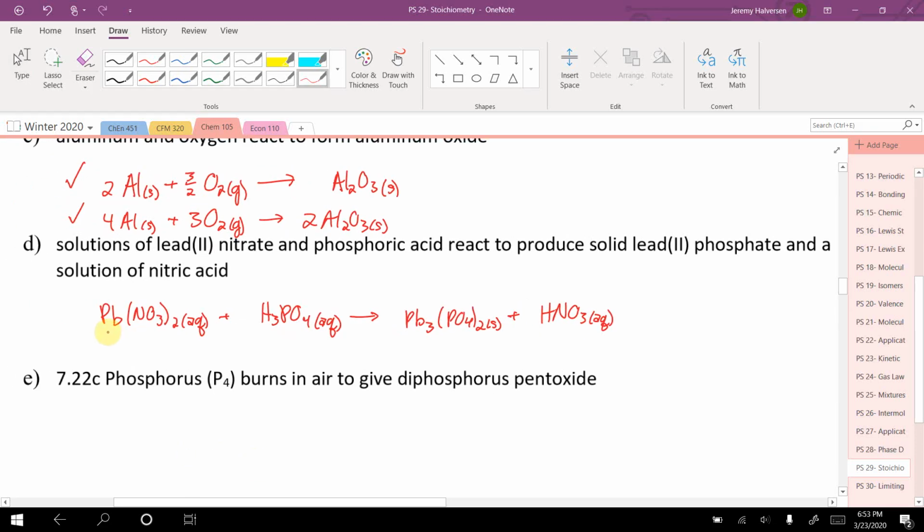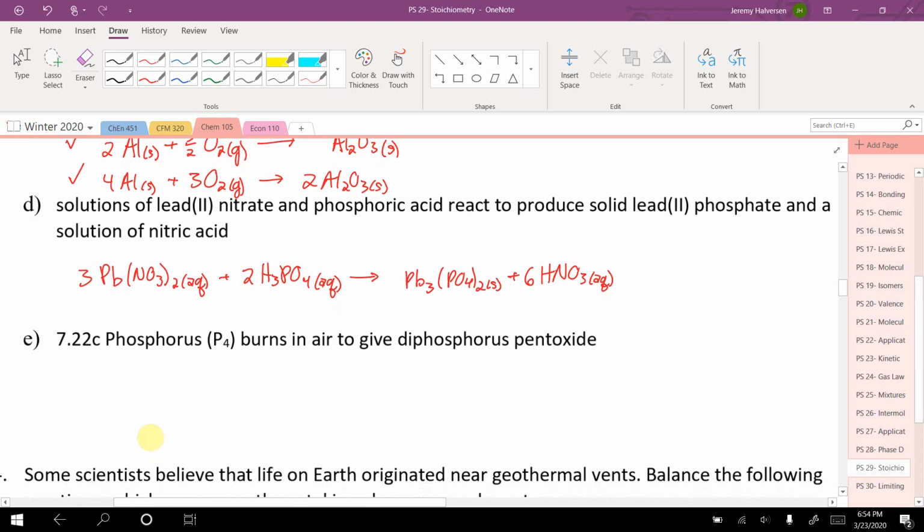Okay, I got 1 lead here and 3 there, so we need a 3 there. Now I have a nitrate times 2 times 3 gives me 6 nitrates. Well, nitrate is right here, so I'm going to need 6 of them. Here I have 3 hydrogens, here I have 6. So I'm going to need a 2 there to give me my 6 hydrogens. I have 2 phosphates, everything is balanced. 3, 2, 1, 6, yep.